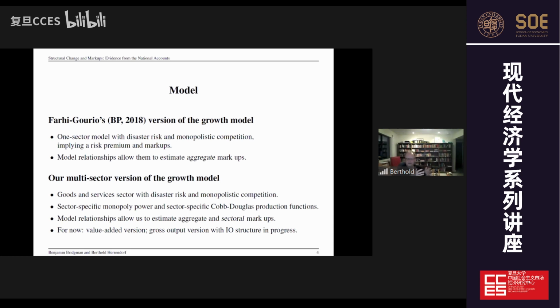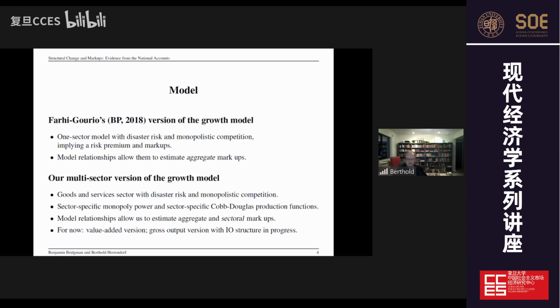And we also allow for sector-specific Cobb-Douglas production functions. This is literally a translation of this existing paper into a multi-sector world, and the model relationships allow us to estimate aggregate and sectoral markups. For today, I'm going to give you the value-added version.